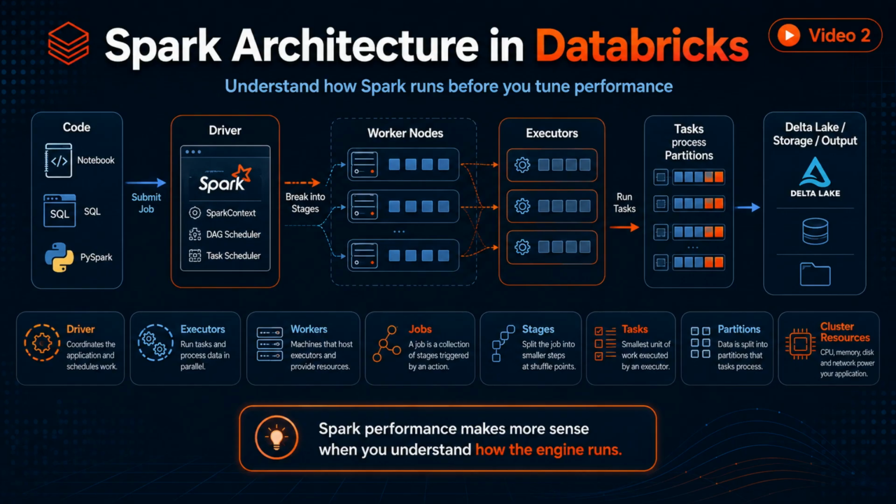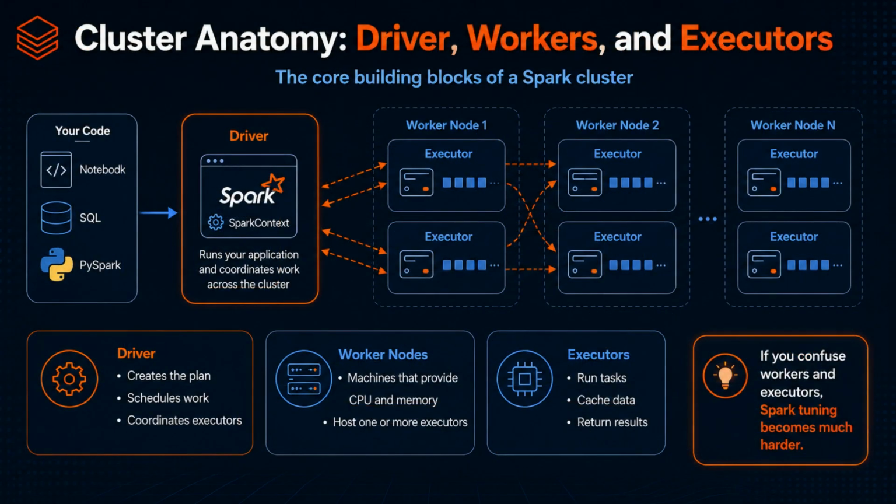The worker nodes provide the machines where the work can run. Inside those workers, executors process data in parallel. Each task works on a partition of the data, and the final results are written to Delta Lake, storage, dashboards, or downstream systems. The key idea is simple. Spark performance makes more sense when you understand how the engine runs. Let us start with the core building blocks of a Spark cluster: the driver, the worker nodes, and the executors.